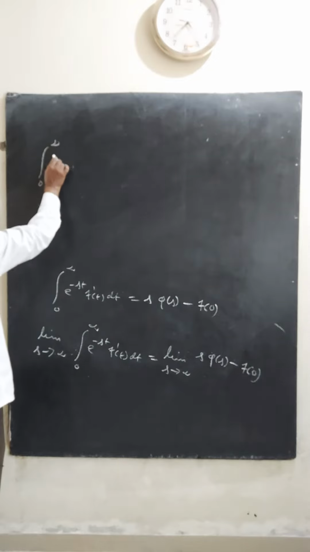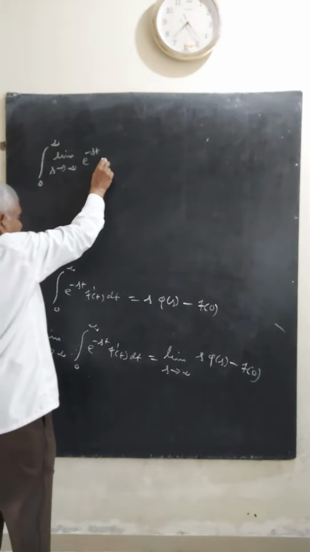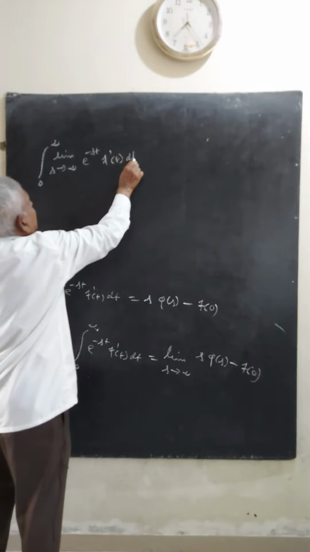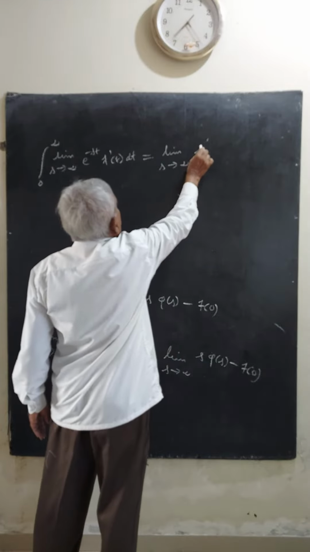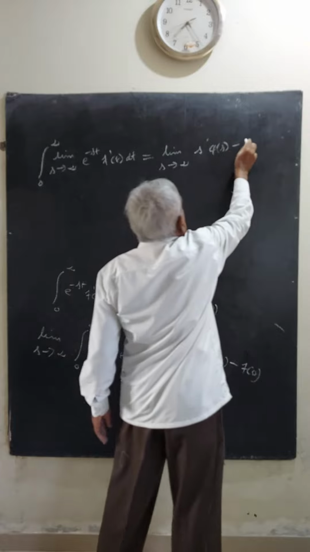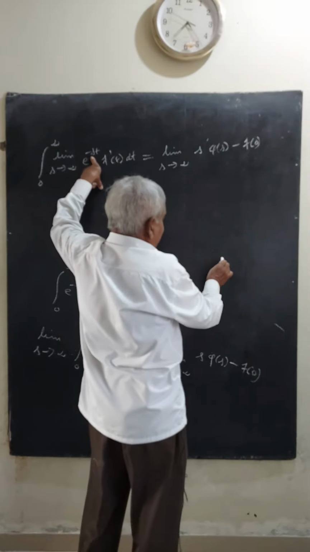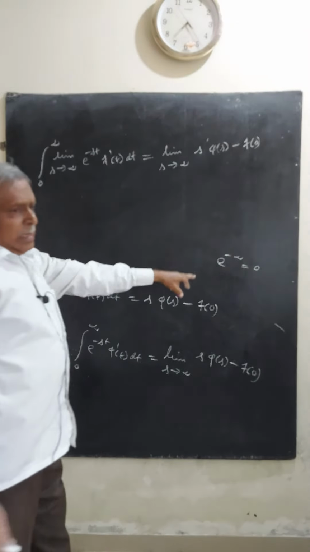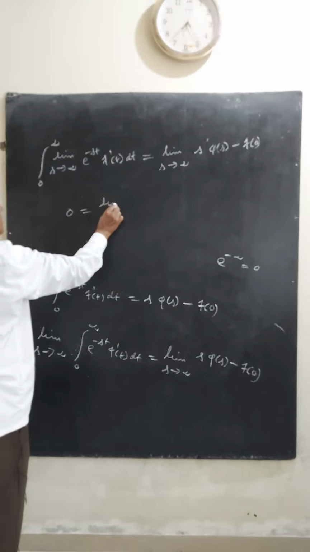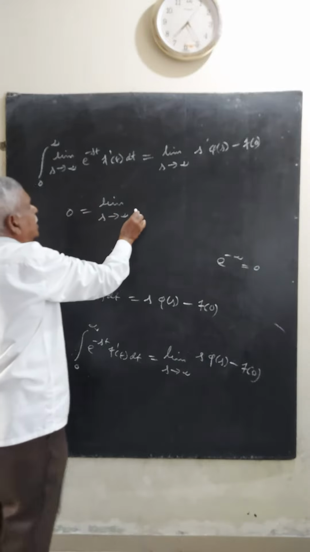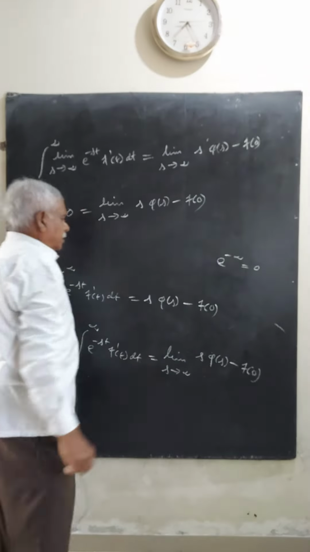Therefore, integral 0 to infinity, limit s tends to infinity e power minus st f dash of t dt equal to limit s tends to infinity of s phi of s minus f of 0. See, if you give infinity for s, it will give e power minus infinity, and e power minus infinity is 0. We have seen this already. Therefore, the entire left side will become 0, equal to limit s tends to infinity of s phi of s minus f of 0.